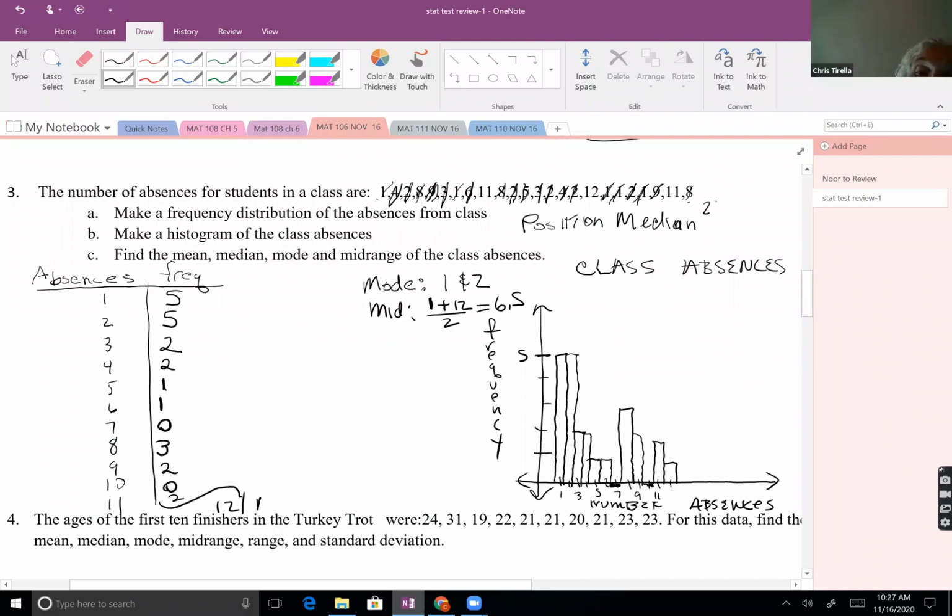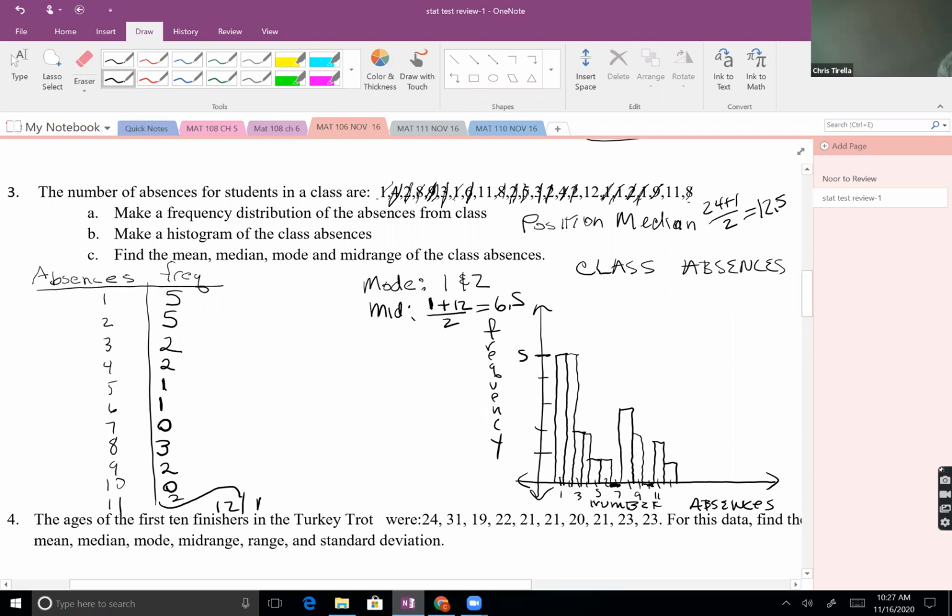Which would be 24 plus 1 over 2, which would be 12.5. So it would be halfway between the 12th and 13th score. Now, in order to get that, you can use your frequency column, or you can start just putting the data in order.